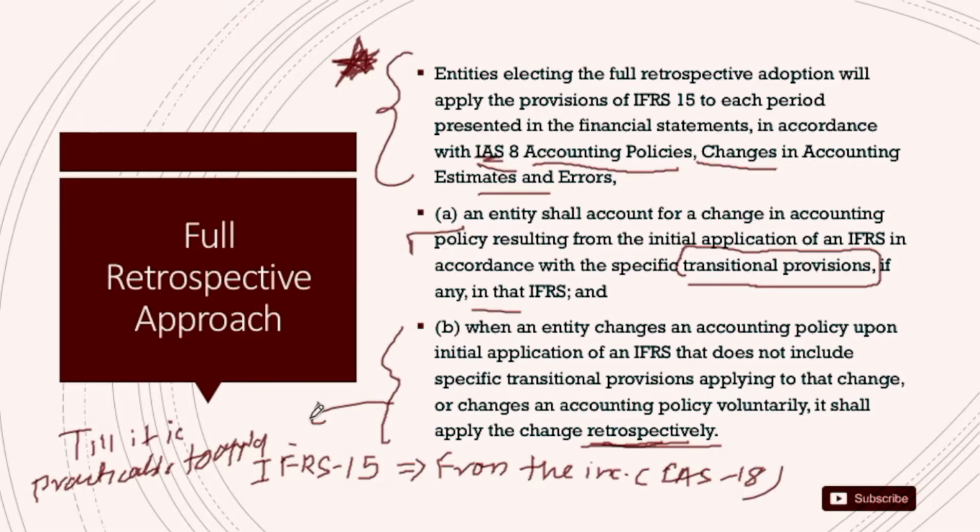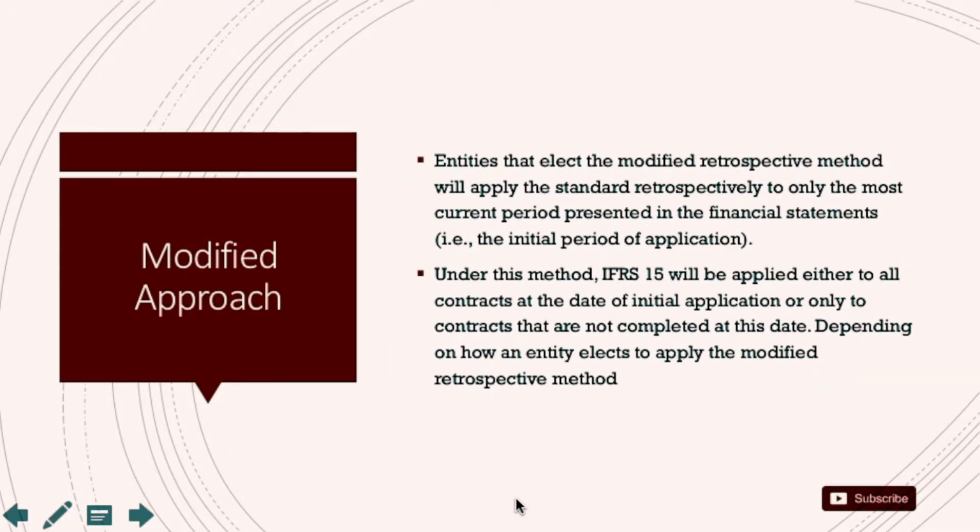So for now, just understand what we mean by full retrospective approach. You need to apply all the provisions of the standard since the beginning, since the inception of your entity. That's it. Under the second approach, that is the modified approach, it is very simple. You need to apply the standard's requirements as on the date of initial application.